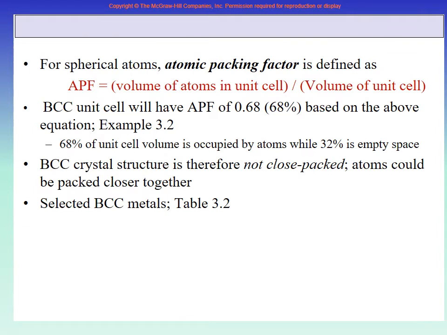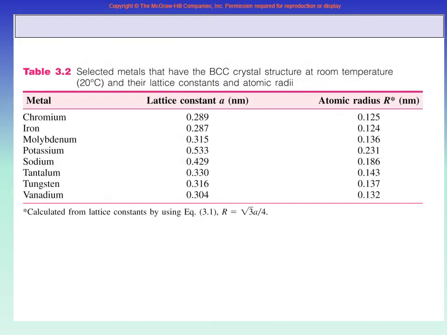We defined the atomic packing factor, which is like a volume density type of thing: the volume of atoms in the unit cell divided by the volume of the unit cell. We showed you many materials, chromium, iron, molybdenum and so on, which are BCC in nature. Experimentally, what is the value of their lattice constant A in nanometers? Experimentally, what is the value of their atomic radius R in nanometers? This last column you can have from atomic theory, but this is based on crystal structure.